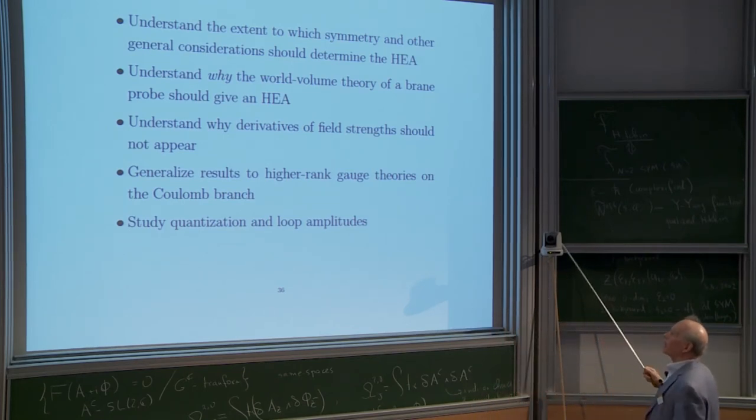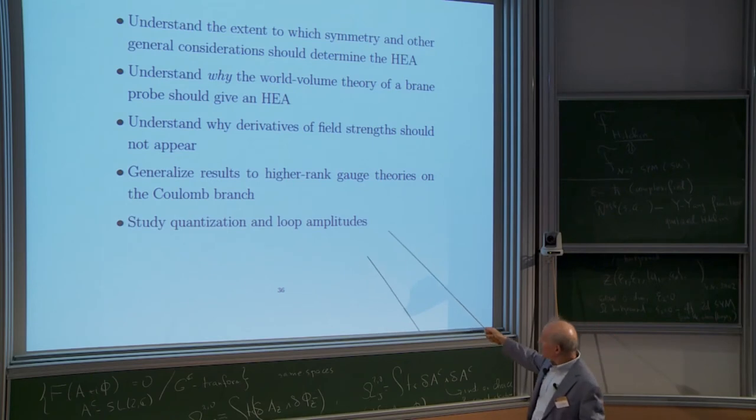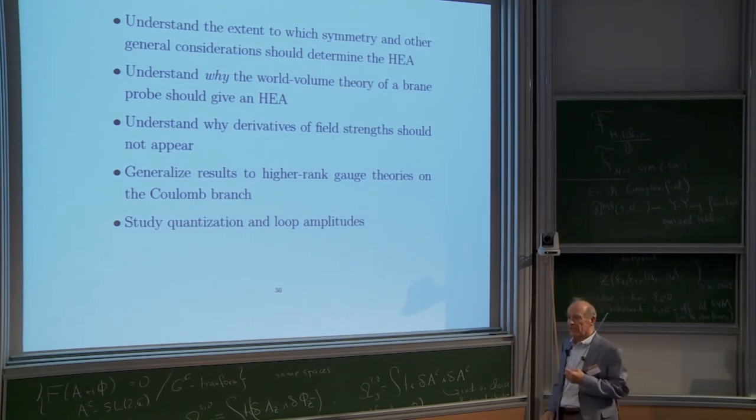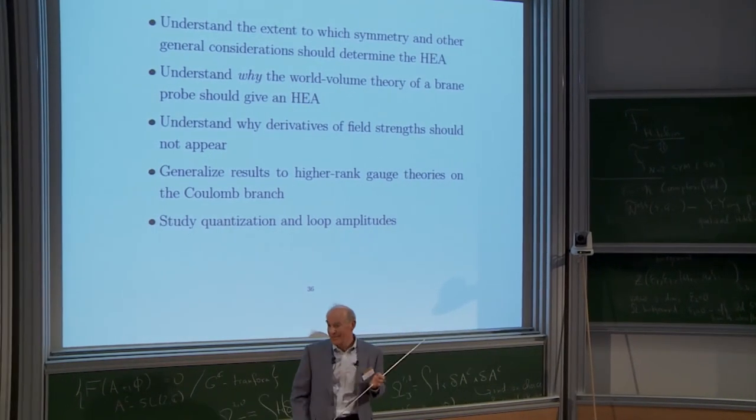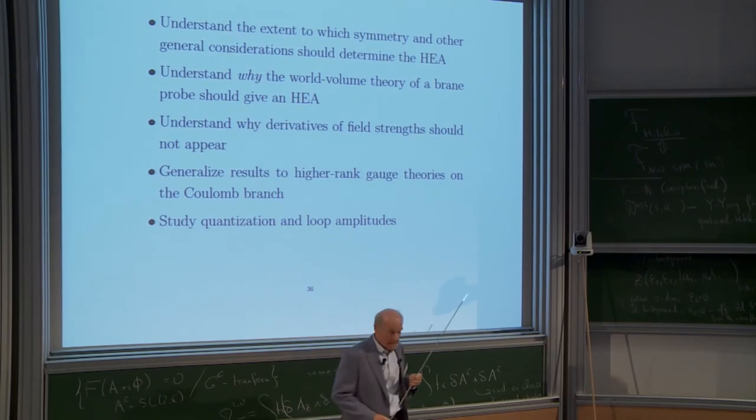And there are other obvious questions. Even with this much supersymmetry, you'd like to generalize to higher rank gauge theories. So instead of SU2, you'd like to do SU3, which would have two abelian multiplets rather than one.